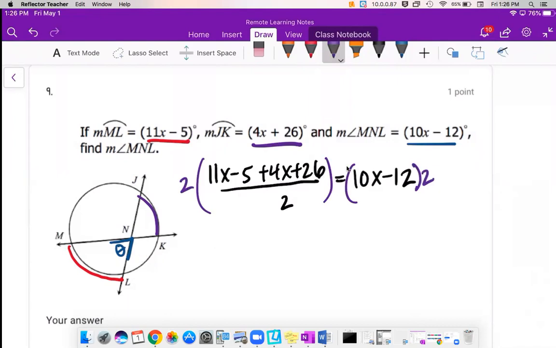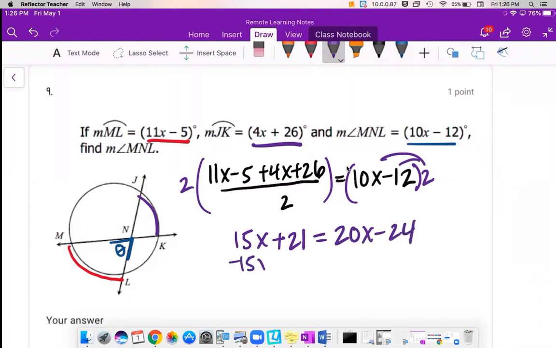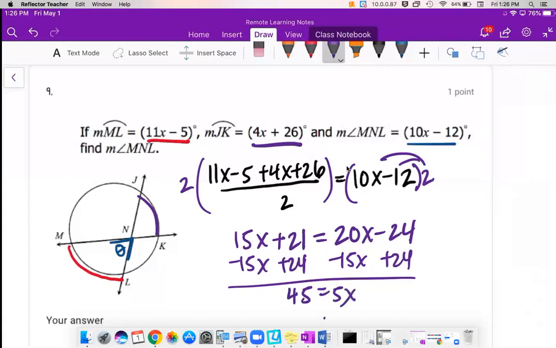So if I do 11x plus 4x, that becomes 15x. And then if I do 26 minus 5, that becomes plus 21. And then I'm going to distribute over here. So this becomes 20x minus 24. And then I'm just going to solve. So subtract 15x, add 24. So we'll get 45 is equal to 5x, so then x is going to be 9.